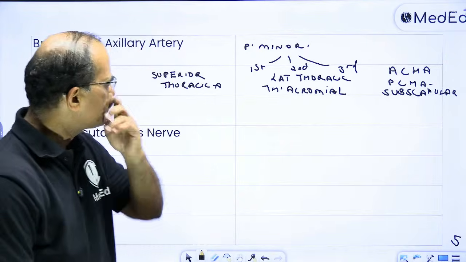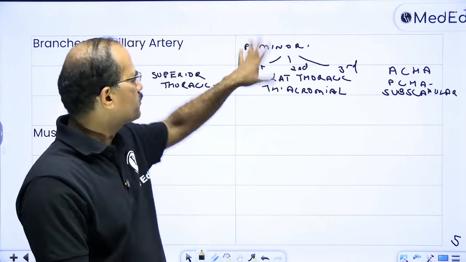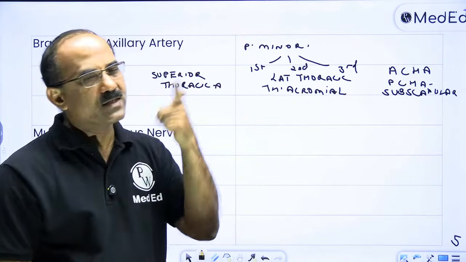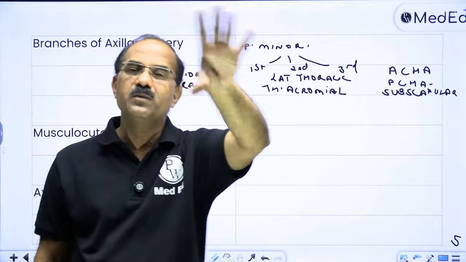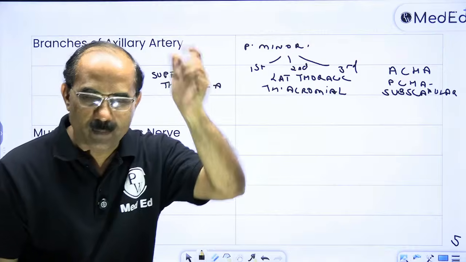Fine, just remember these branches of axillary artery. It is divided into three parts by pectoralis minor. First part का एक branch है superior thoracic, second part के दो branches हैं lateral thoracic and thoracoacromial, and third part के तीन branches हैं anterior circumflex humeral, posterior circumflex humeral and the subscapular.